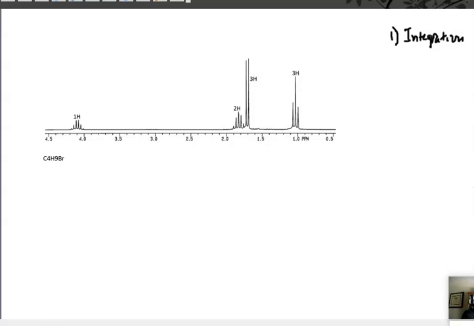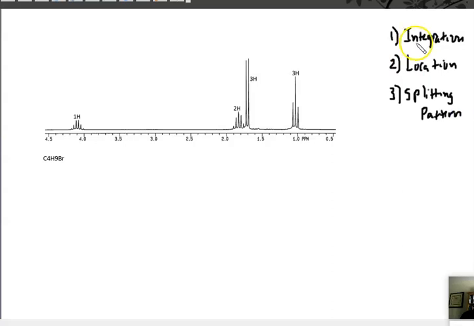Okay, so the approach of analyzing NMRs is, the first thing is you want to look at the integration. The second thing is you want to look at the location. And then the third thing is the splitting pattern, or what I call the splitification, but the splitting pattern.